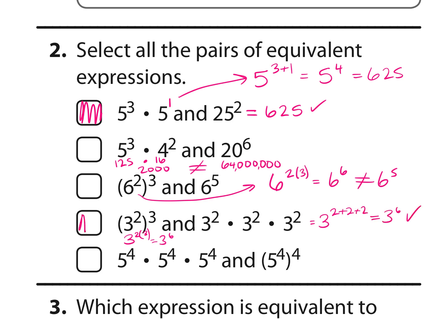Those are equal. Then our last expression, 5 to the fourth power 3 times, is like saying 5 to the 4 plus 4 plus 4 power, which is 5 to the 12th power. And 5 to the fourth power raised to the fourth power is like saying 5 to the 4 times 4 power, which is 5 to the 16th power. These are not equal to each other, so that is not equivalent.